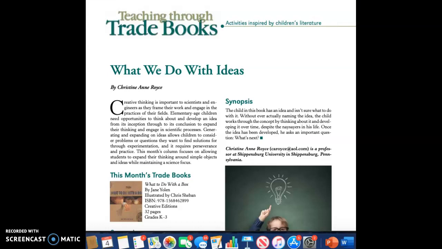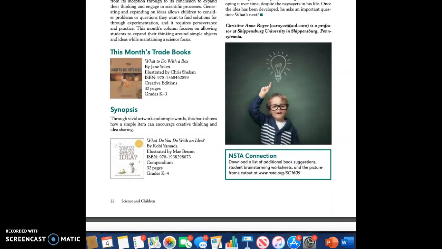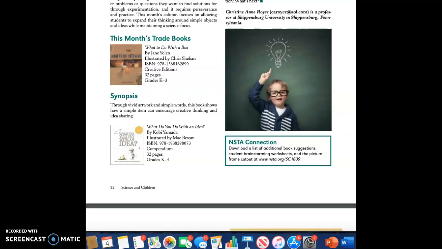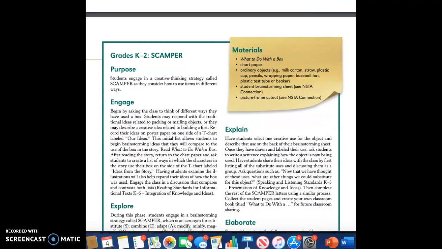Hello everyone, my name is Amber Sargent, and for our trade books activity, I chose to focus on what we do with ideas. And the books for this particular month included What to Do with a Box and What Do You Do with an Idea. I chose to focus on this particular lesson.